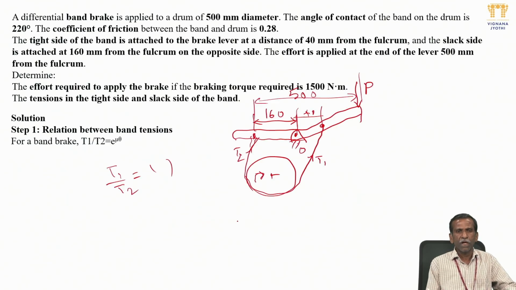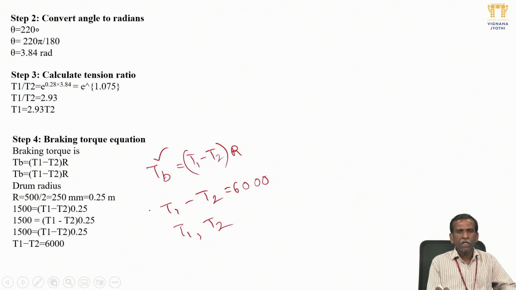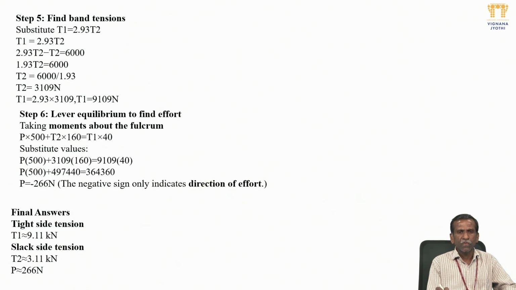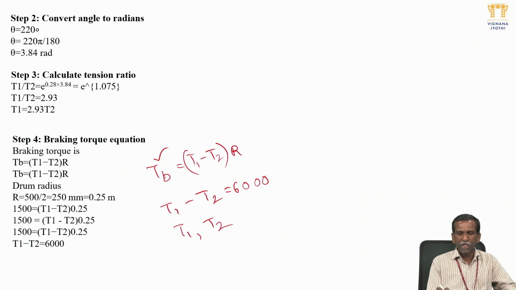But here in this problem, what is asked here? Effort required to apply the brake. Tension on tight and slack sides, now we have estimated. That is the second part of the problem question. And we have got T1, T2. T1 is 9109, T2 is 3109 newtons. So now if you want the effort required, then you need to take moments.